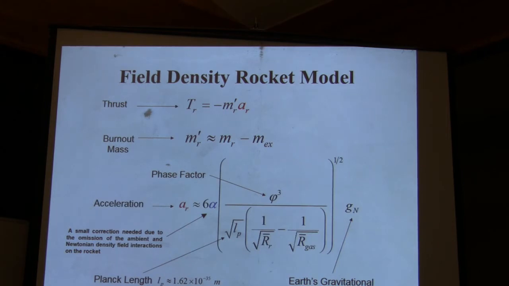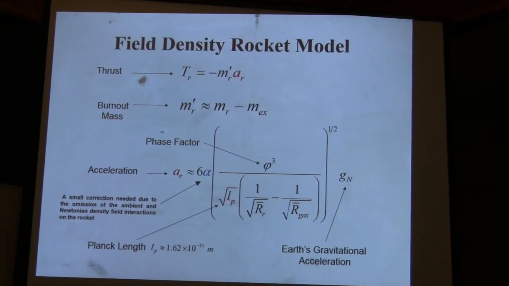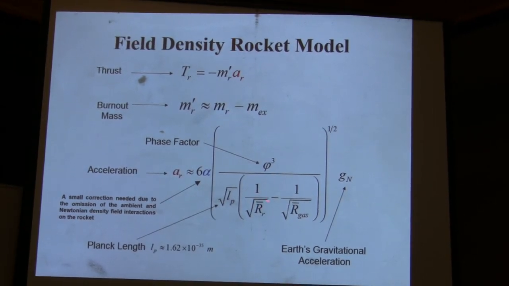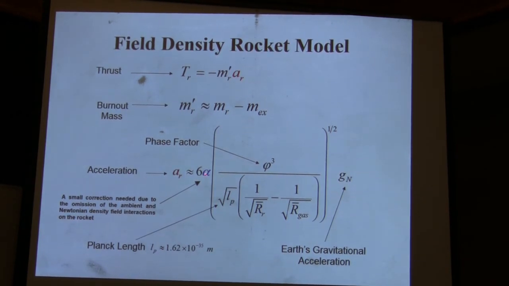And it turns out that it's just the phase factor that I mentioned earlier, cubed over the square root of the Planck length, with the two radial factors, square roots, minus each other, with the gravitational acceleration of the Earth here. I throw this factor in, but actually for the rocket model, it just turned out one, put one in and the answer comes out right. I want to point out that there's no other equation in the world that I know of for the rocket motor acceleration that has the Planck length in it.